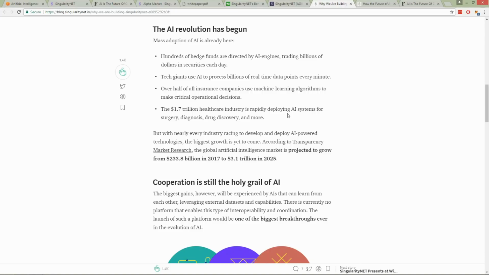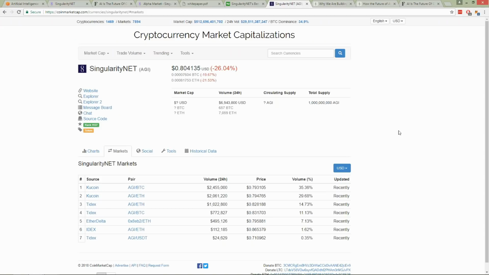AI is still in its infancy, and a project like this could potentially change how a regular person, a regular organization, or a regular business interacts with AI and give the regular business an opportunity to implement some of these solutions. Anyways, that's going to do it for now. That's my thoughts on SingularityNET. I think it's a great project. I think it's an interesting, unique proposition.